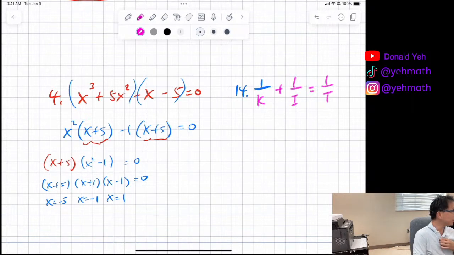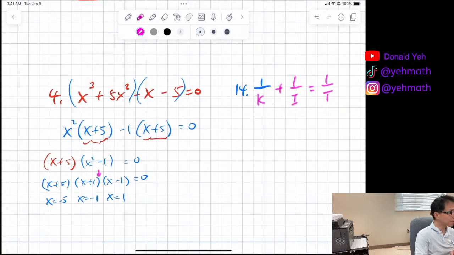All right, so let me go back over number 4. Does everybody understand 4? It's a factor by grouping. Once you factor out, you got x plus 5, and afterward you got x squared minus 1, and then you can do difference of a square. So from here to here is a difference of a square. You can factor more, and you set each factor equal to 0.